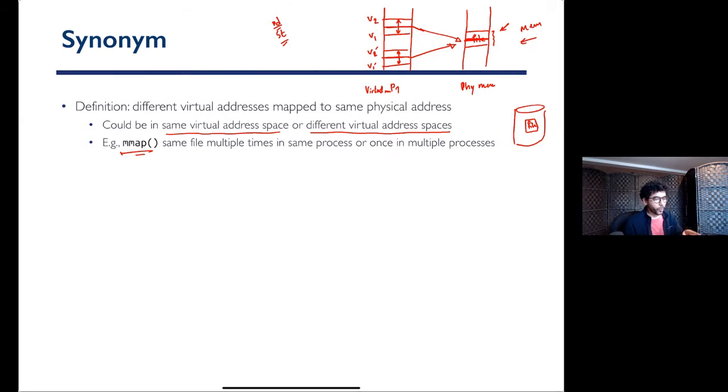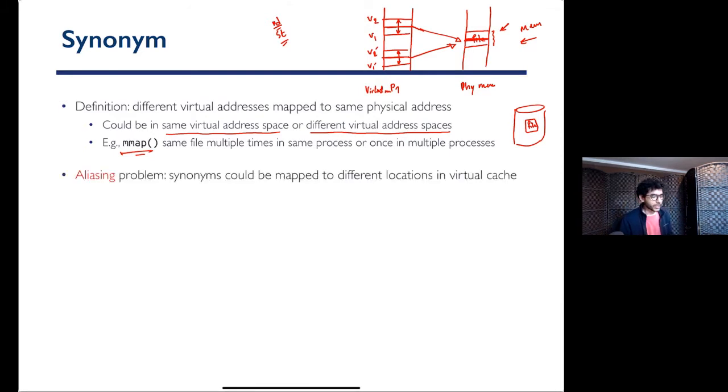Okay, so why is this going to be a problem for synonyms? For virtual caches, because we can get an aliasing problem with synonyms. Here is the problem that could happen. Let's say that this is your virtually addressed cache. Now, let's consider these two addresses. Let's call this one V and this one V prime.